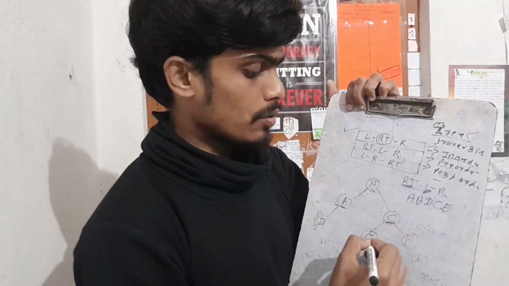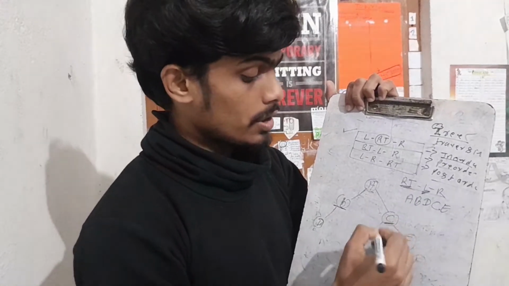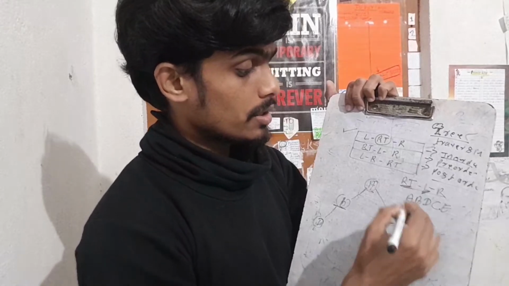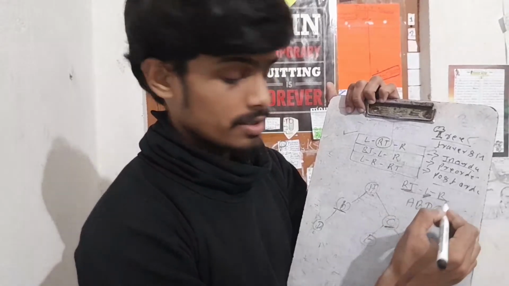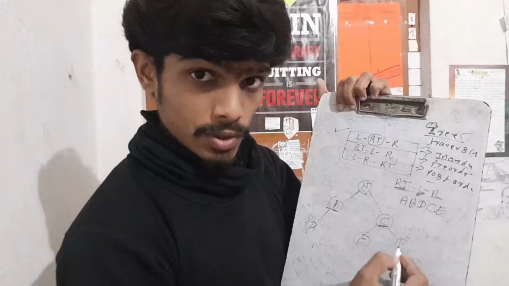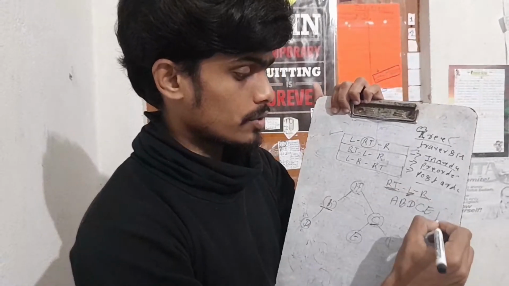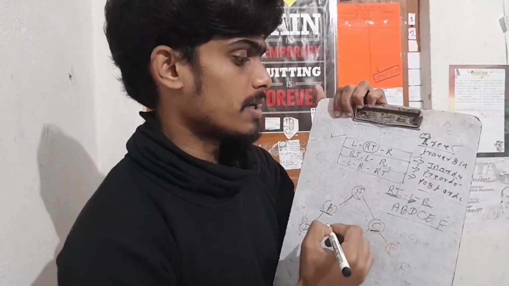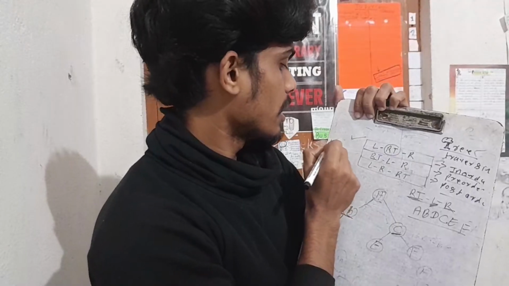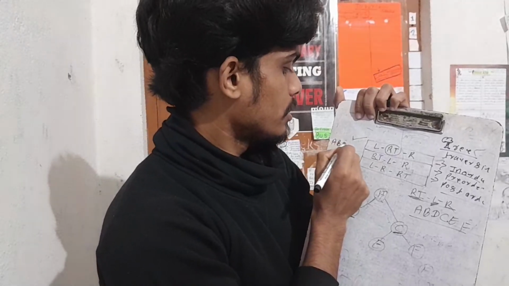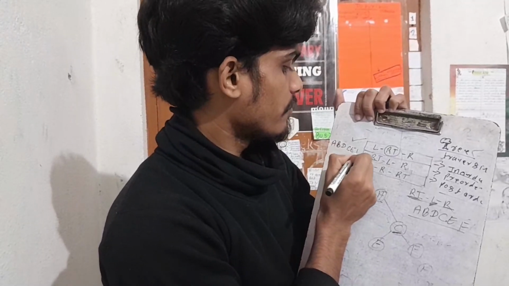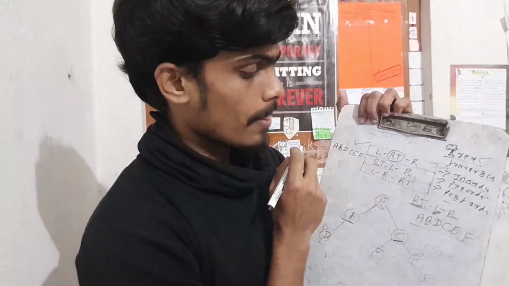So now we will return to the C, and we will go to the right of the C. When we go to the right of the C, we will find F. So F will be the root. Now it will be displayed. So here is the expression for this: A, B, D, C, E, F. Fine.